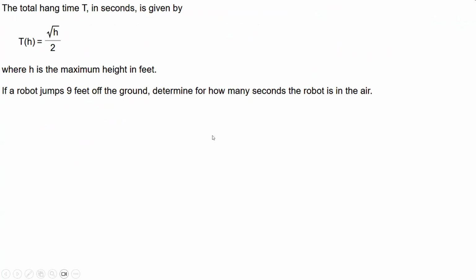All right. Here we have the total hang time t in seconds is given by t of h equals the square root of h over 2, where h is the maximum height in feet. If a robot jumps 9 feet off the ground, determine how many seconds the robot is in the air.